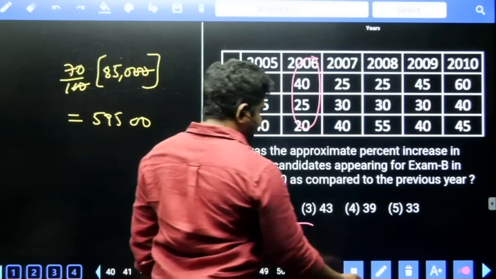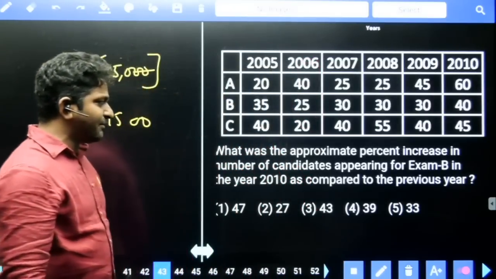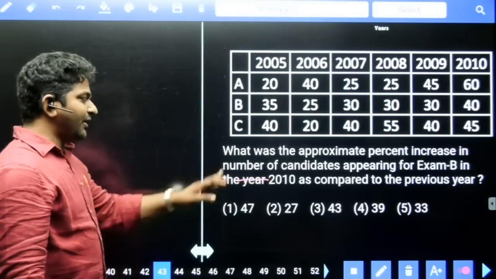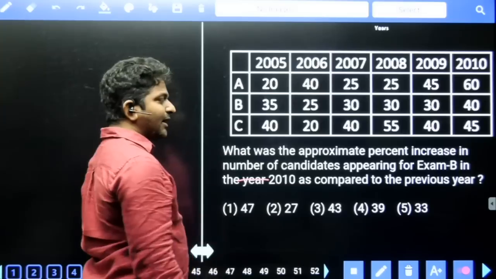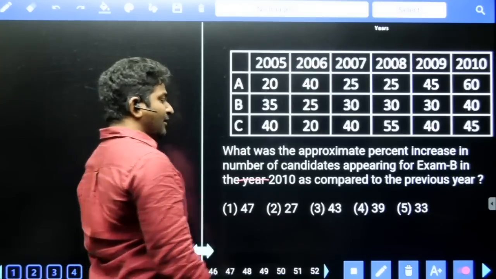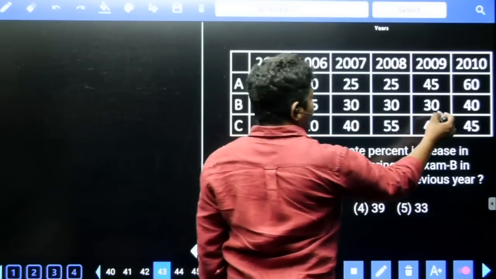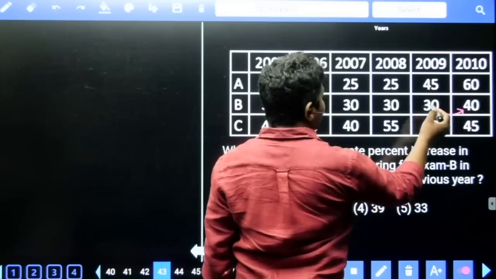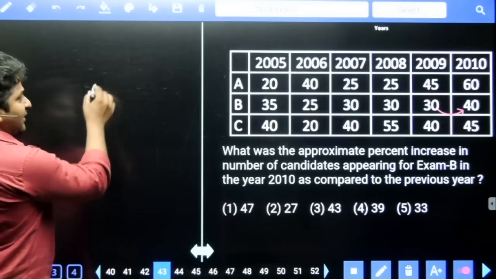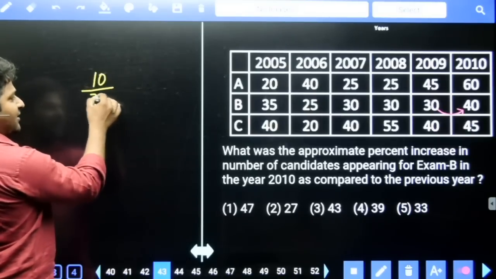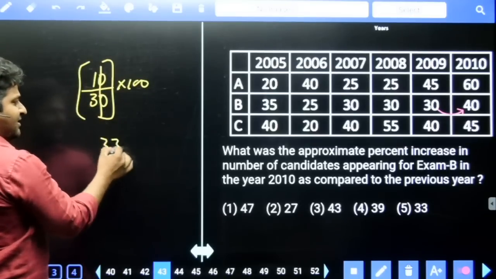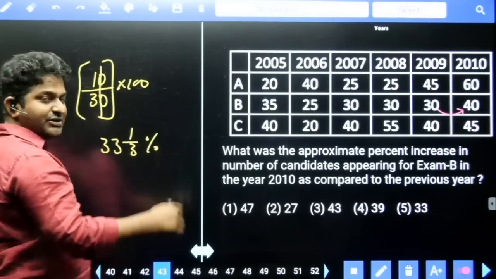What was the approximate percentage increase in number of candidates appearing for exam B in the year 2010 as compared to the previous year? In 2010 it was 40, but the previous year it was 30. If 30 becomes 40, how much increase happened here? 10 increase. 10 increase from where? 30 percentage into 100, the zeros get cancelled. What do you mean by 1 by 3? 1 by 3 in the sense 33 1 by 3 percentage, which is the fifth option.